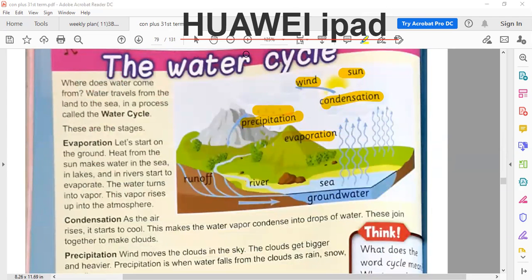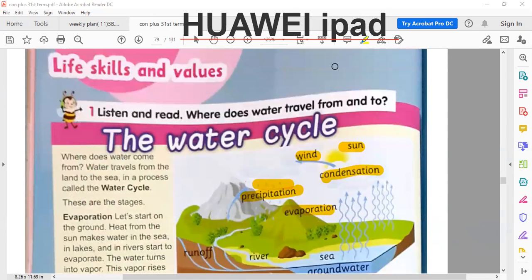Now, look carefully. You can watch the video and write what you want. Now look carefully at this lesson because this lesson is important and it relates to science.